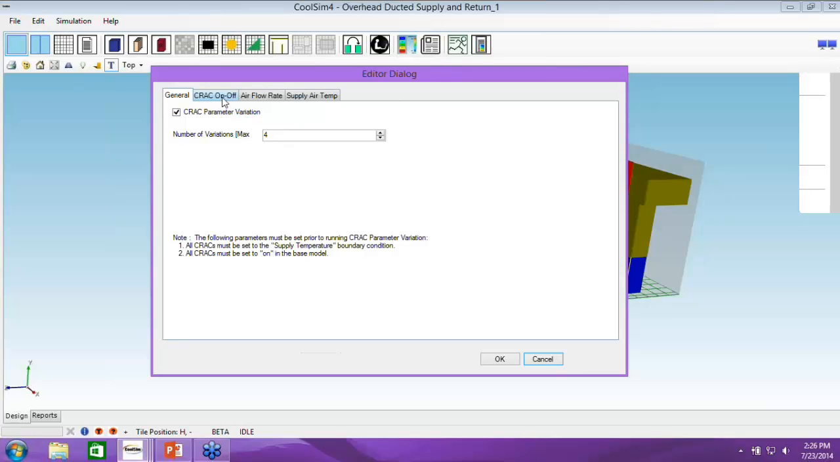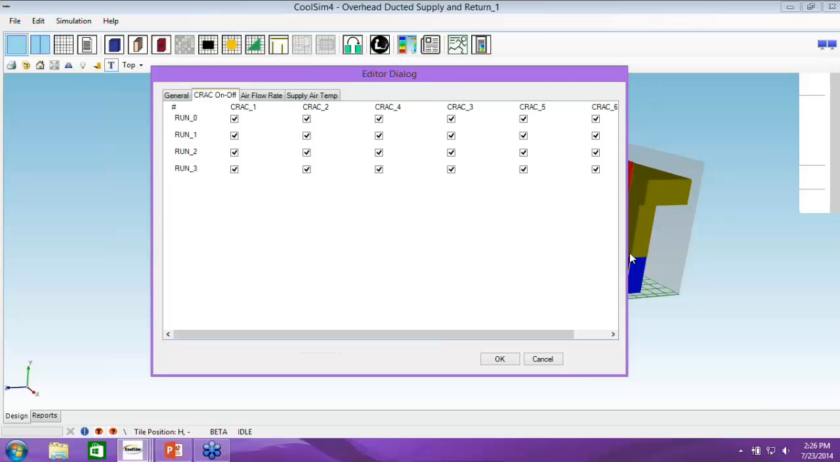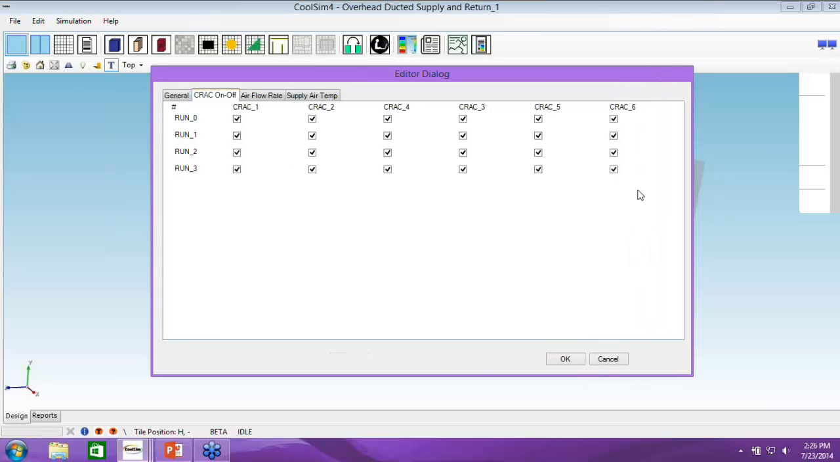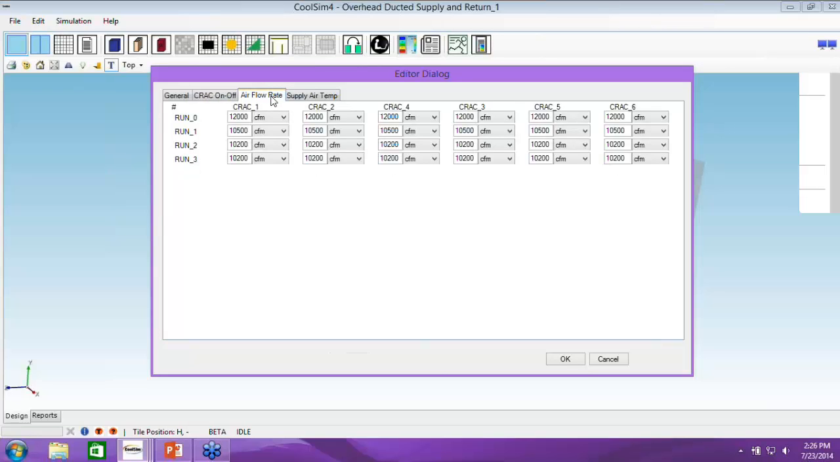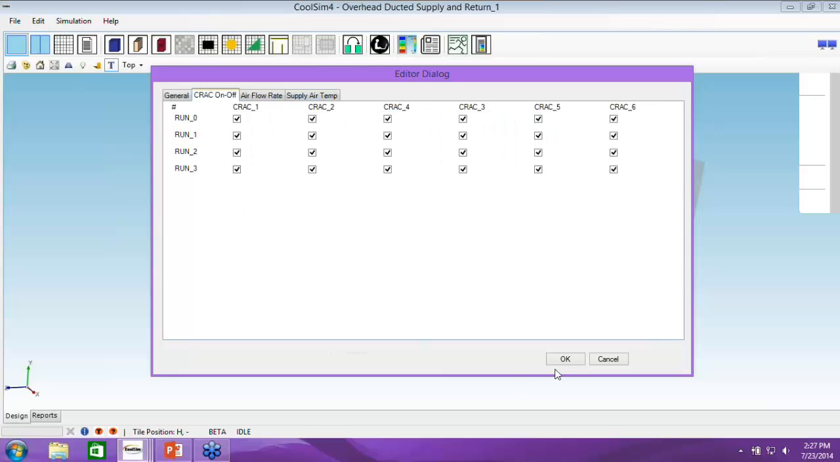And I have the ability to turn on or off the cooling units. For example, if I wanted to look at failure analysis, I have the opportunity to modify airflow, and I have the opportunity to modify supply air temp. So everything I want to do here to optimize this design can be adjusted using a single panel from one location. And then when you submit it, you submit all these variations at once.